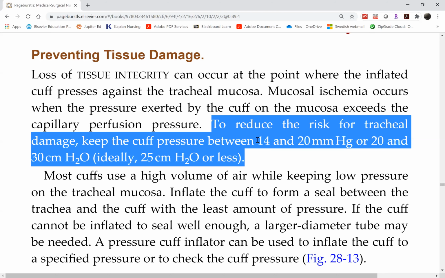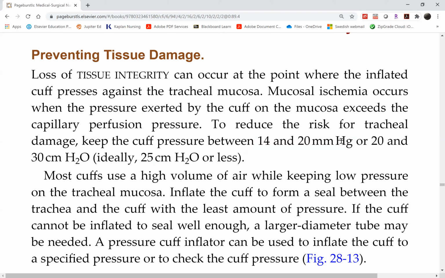Regardless of the adult patient's weight or height, the pressure must be between 14 and 20 millimeters of mercury, or 20 and 30 centimeters of water, whichever one, because we don't know how wide your trachea is, but we do know that based on evidence, the safe cuff inflation pressures are only between 14 and 20 millimeters of mercury, or 20 and 30 centimeters of water.